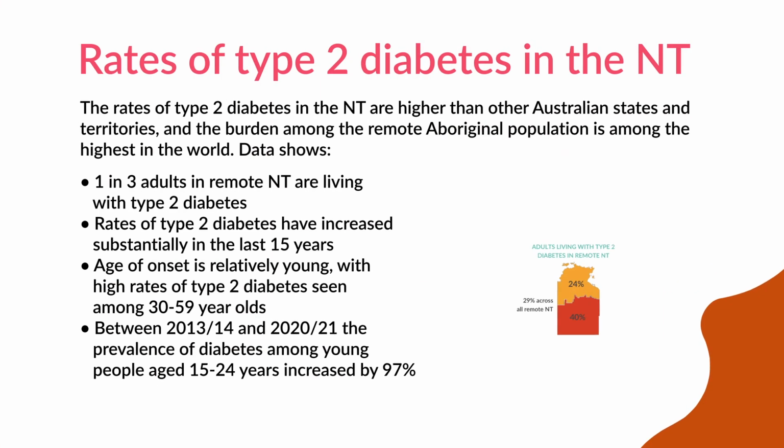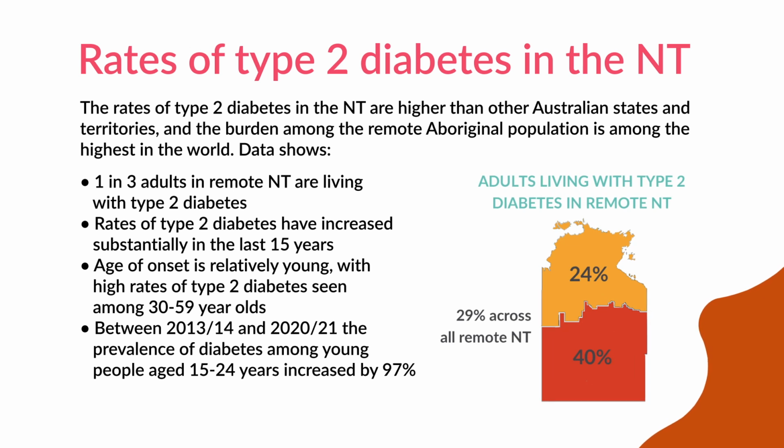The rates of type 2 diabetes in the Northern Territory are higher than other Australian states and territories. The burden among the remote Aboriginal populations in the Northern Territory is among the highest in the world. Research published in 2022 shows that 1 in 3 Aboriginal adults in remote Northern Territory are living with type 2 diabetes. Rates have increased substantially in the last 15 years and are continuing to increase.